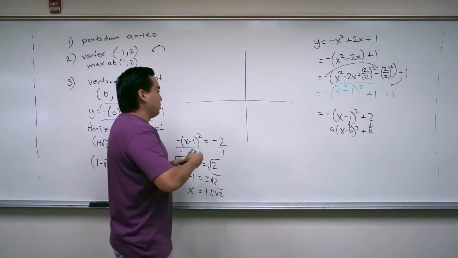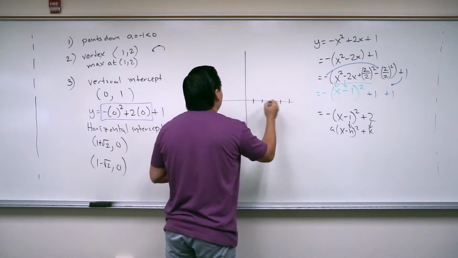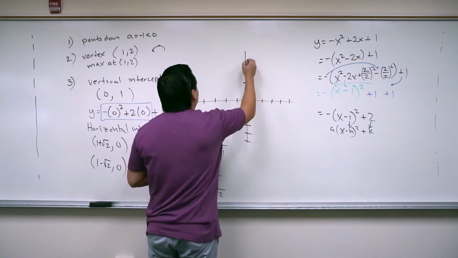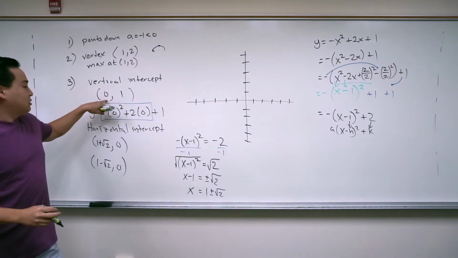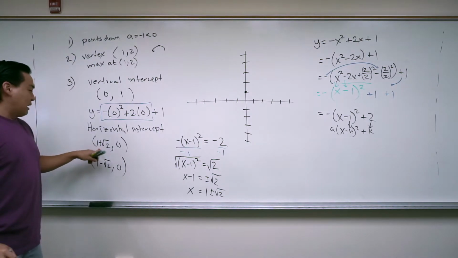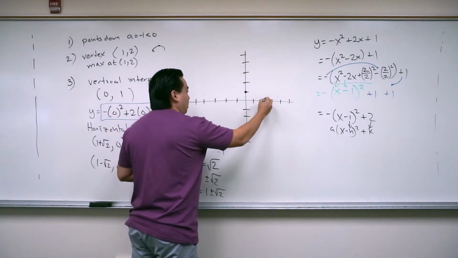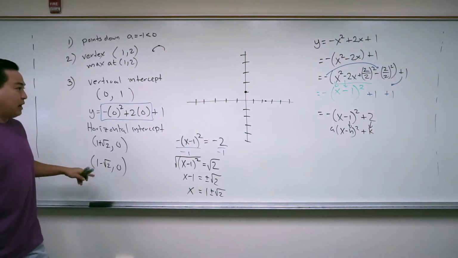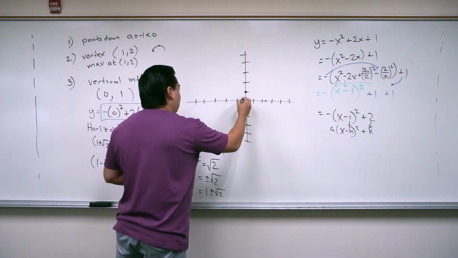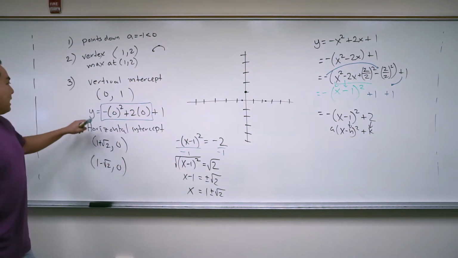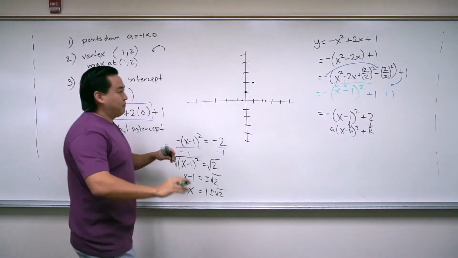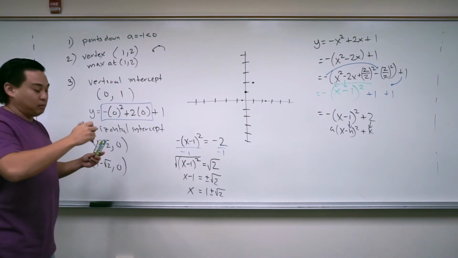So let's go ahead and graph those. We need the point (0, 1), just right there. We also need the point about 2.4, so it's somewhere over here. And this one is going to be about negative 0.4, so about there. And then the max is going to be at (1, 2). Without even drawing anything else, can we see the shape of the parabola?